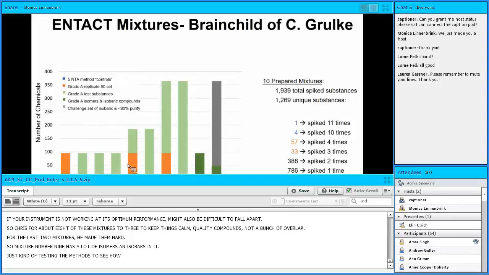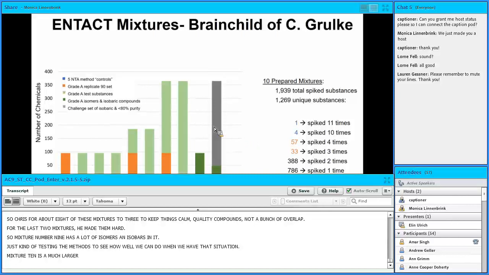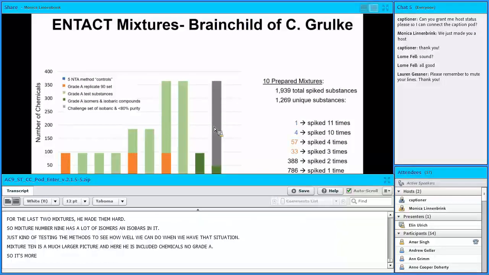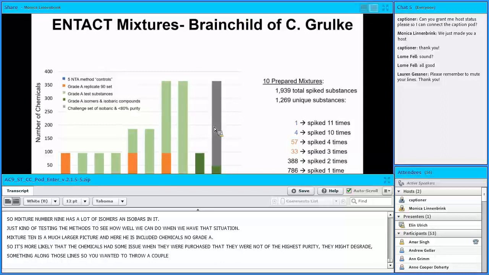Mixture 10 is a much larger mixture, and here he's included chemicals that were not grade A. So it's more likely that the chemicals had some issue when they were purchased, that they were not of the highest purity, they might degrade, something along those lines. So he wanted to throw us a couple curveballs down there at the end with mixtures 9 and 10.